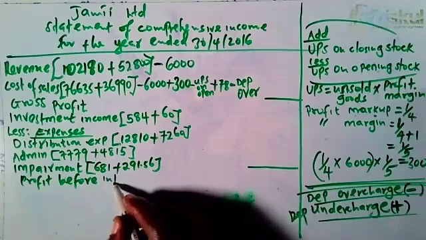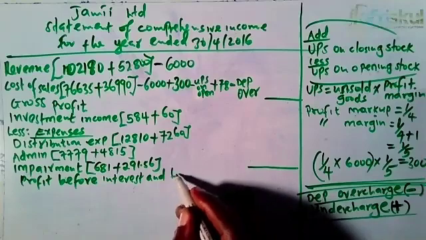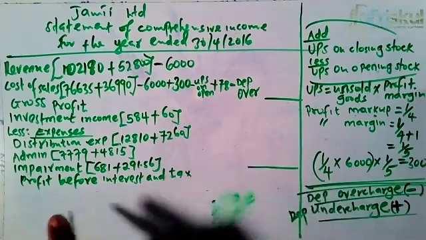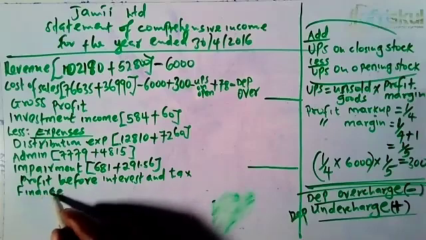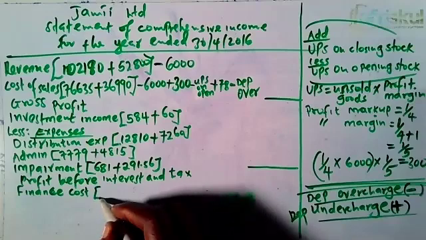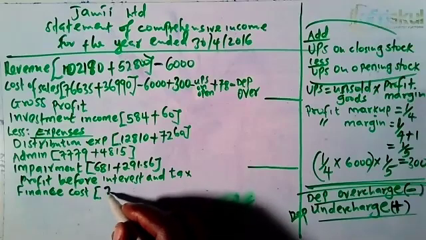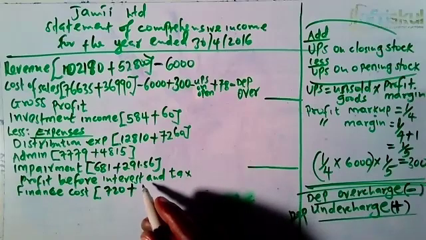Profit before interest and tax. So interest is now the finance cost. This is now how the finance cost comes in. So the finance cost there we have 720 plus 600.